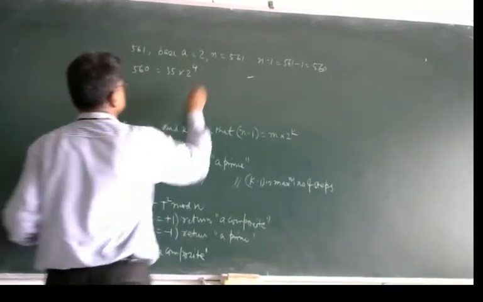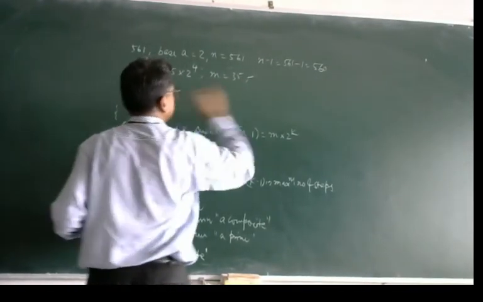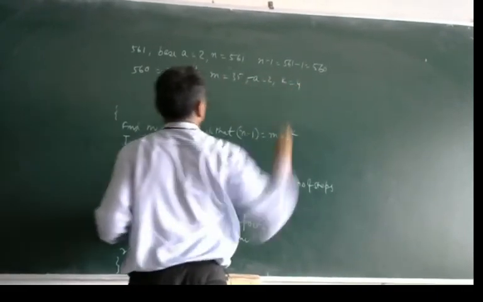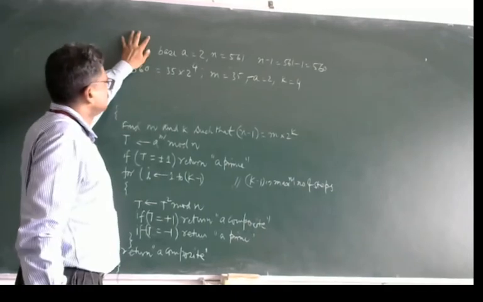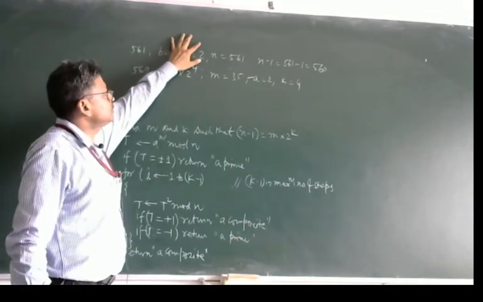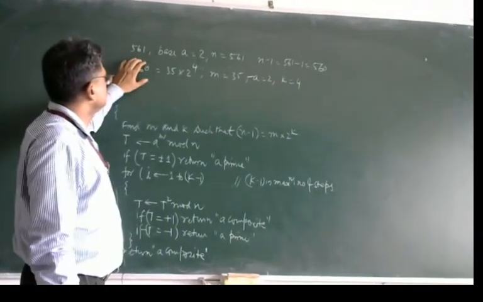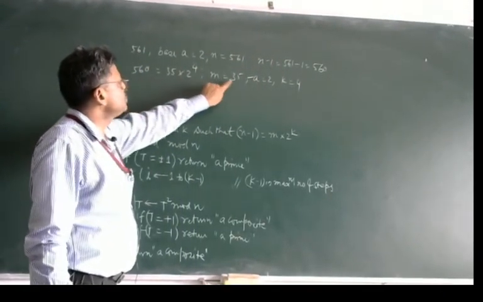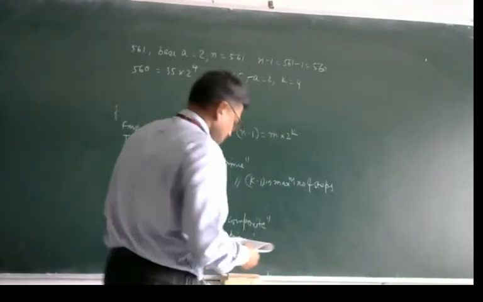So it means m is equal to 35, a is equal to 2, and k is equal to 4. So what we have done, we have to test 561, considering the base is equal to 2. n minus 1 becomes 560. This 560 is factored as 35 into 2 to the power 4, where m will be equal to 35, a will be 2, and k will be equal to 4.